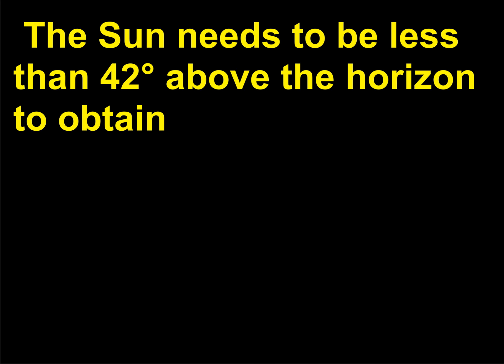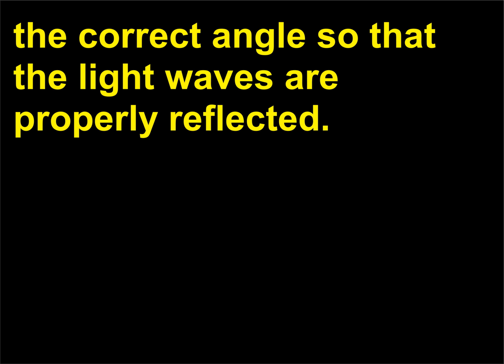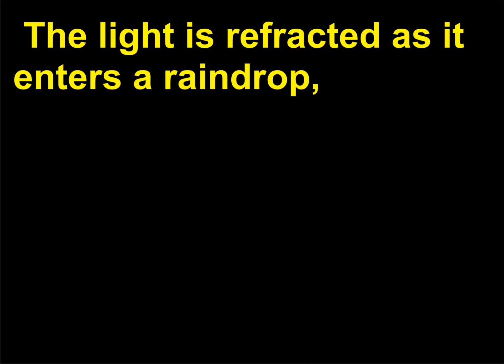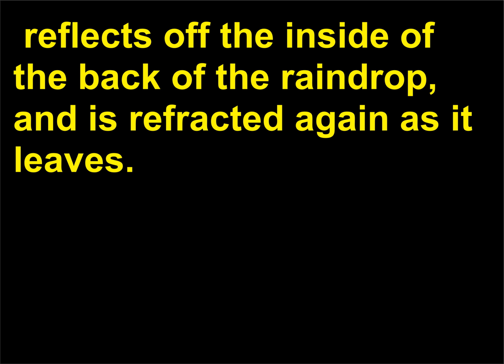The sun needs to be less than 42 degrees above the horizon to obtain the correct angle so that the light waves are properly reflected. The light is refracted as it enters a raindrop, reflects off the inside of the back of the raindrop, and is refracted again as it leaves.